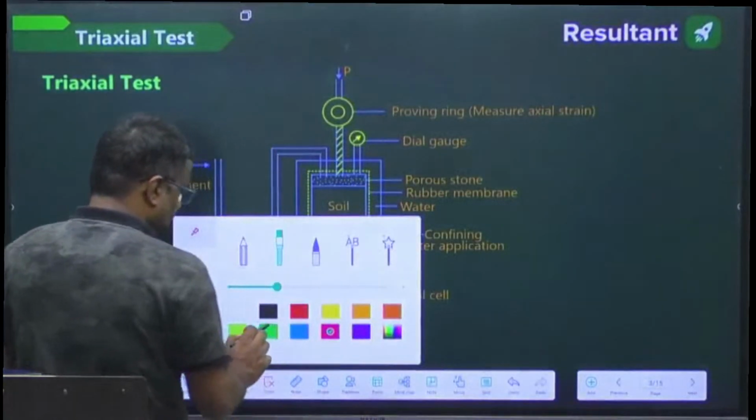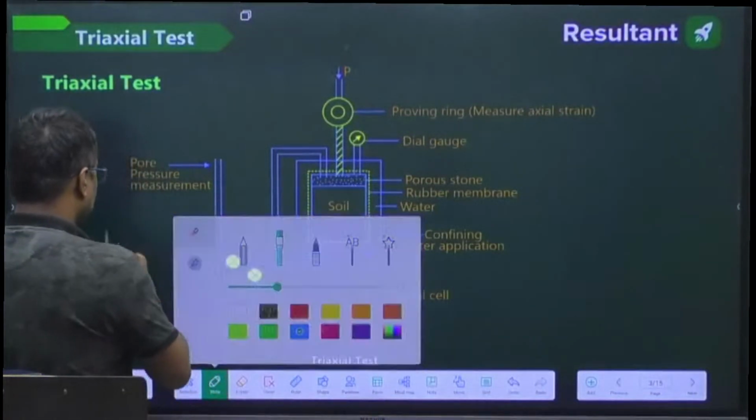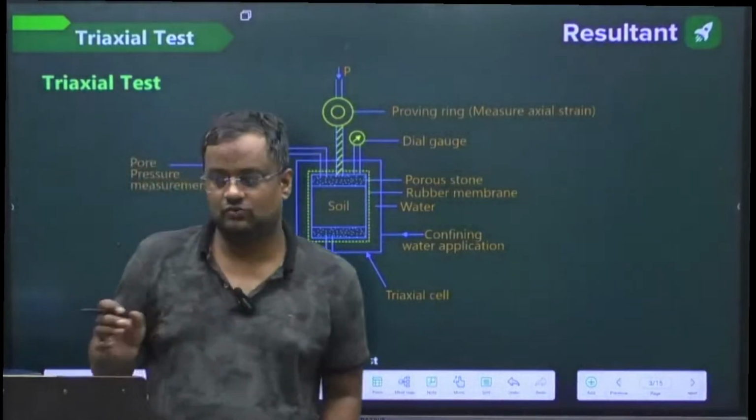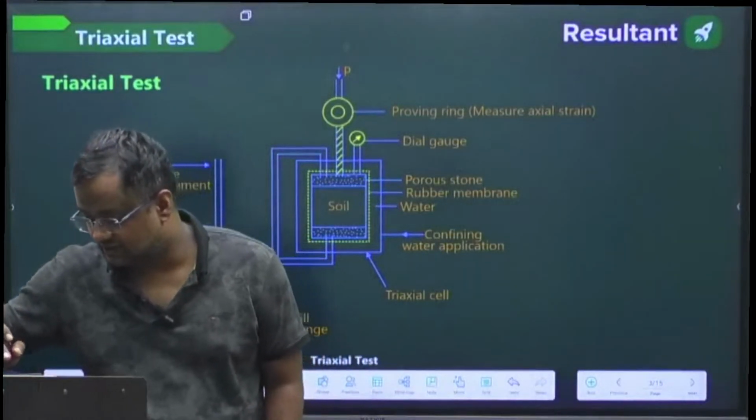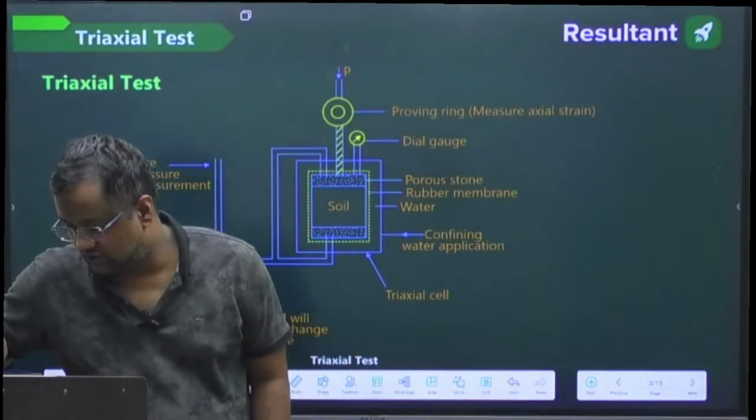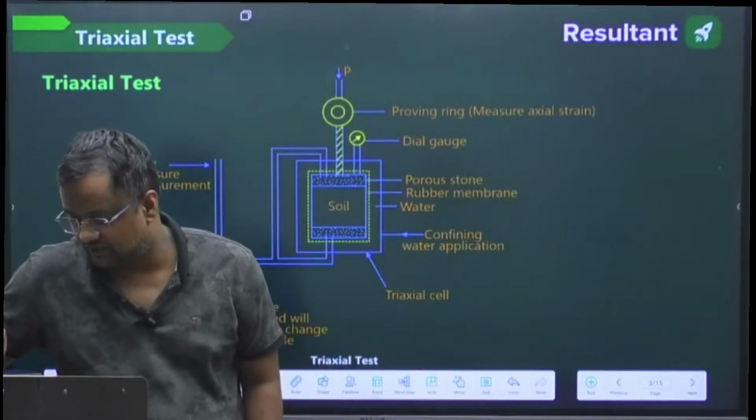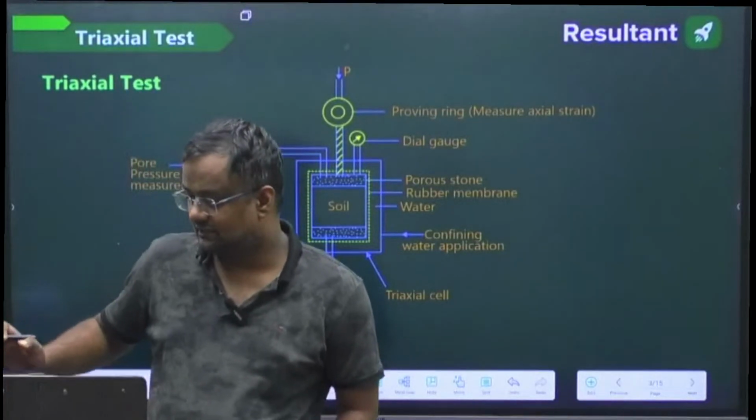Let me explain the test here, and after that I'll be teaching you the various types of triaxial test.